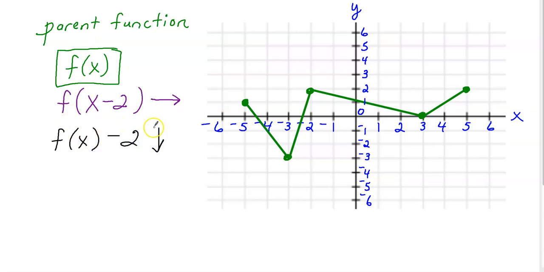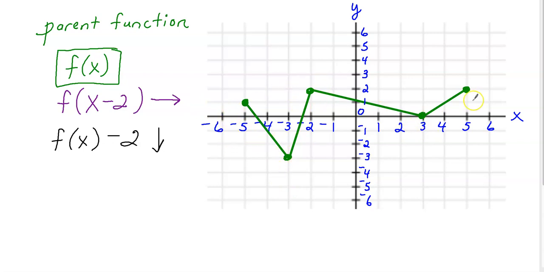So here's how I remember it. If the number's inside the parenthesis, it moves it left or right, and you think opposite. If the number's outside the parenthesis, it moves it up or down, and you don't have to think opposite. So this actually does move it down 2 units. So if I were to do this one, I would take each point and move it down 2. I'd take this and go down 2. I'd take this and go down 2, and so on, and then make my new graph.